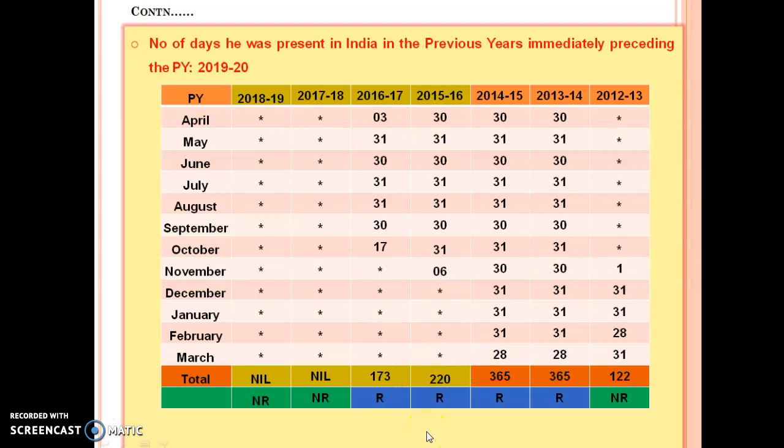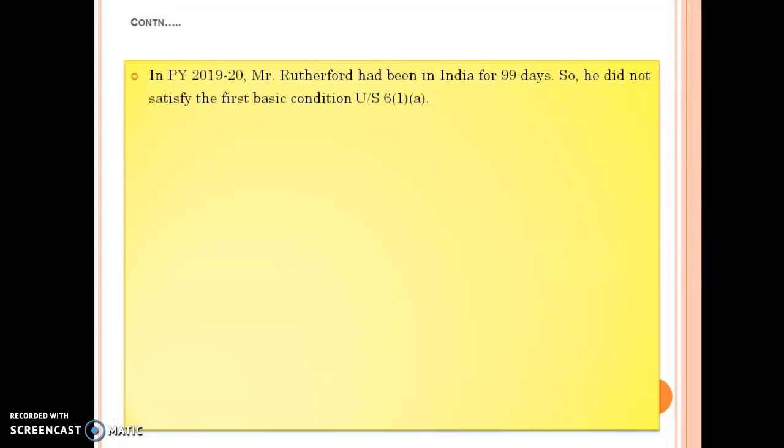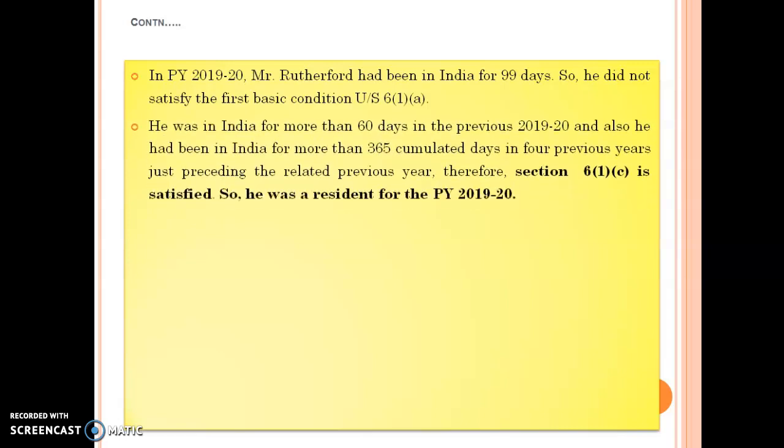So what can we conclude here? You can see that he was in India for 99 days. He did not satisfy the first basic condition under section 6(1)(a), but he was in India for more than 60 days and he had been in India for more than 365 days in 4 previous years preceding the related previous year. So he satisfied the alternative condition under section 6(1)(c). So he was a resident for the previous year 2019-20.